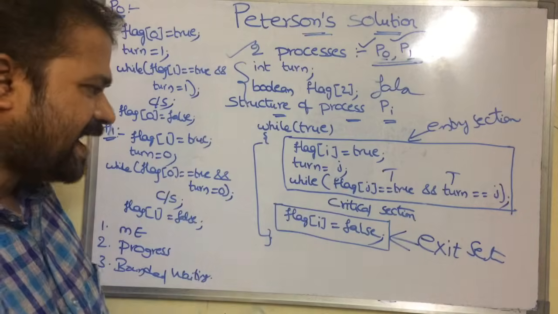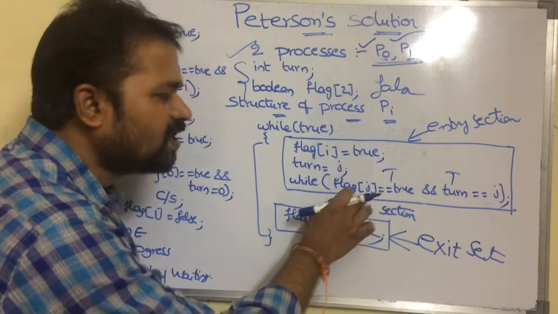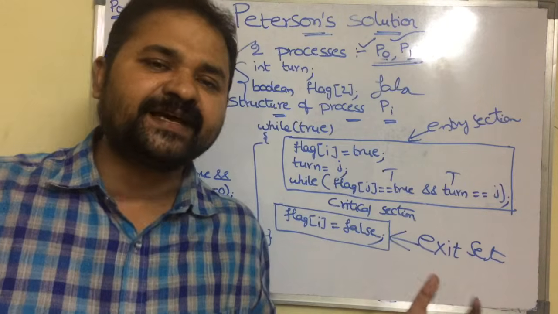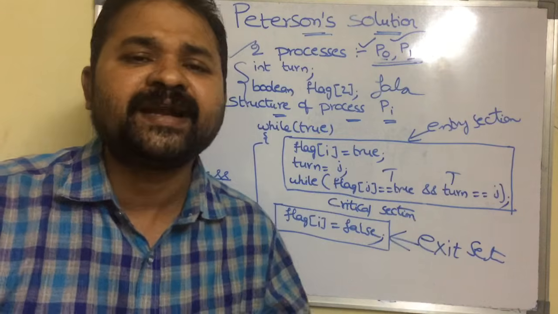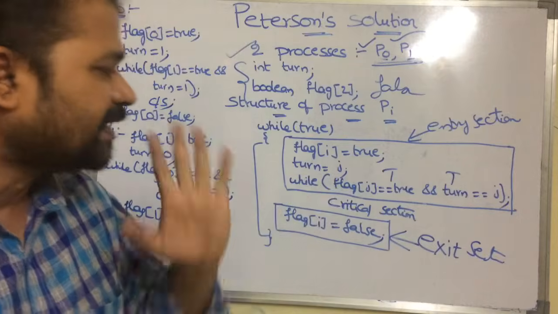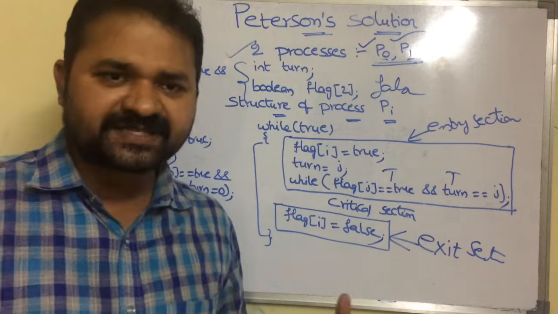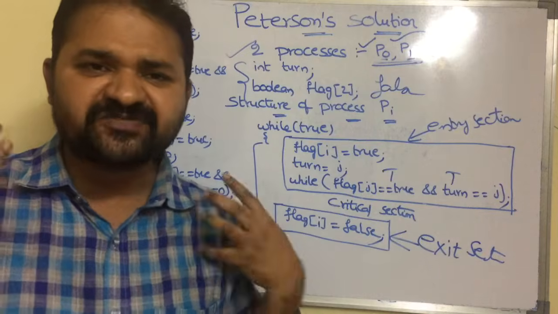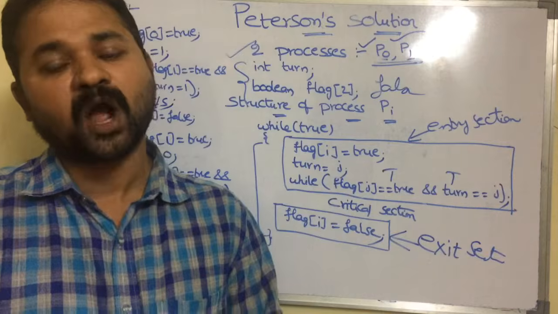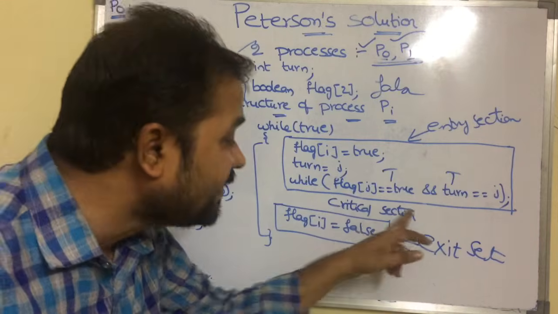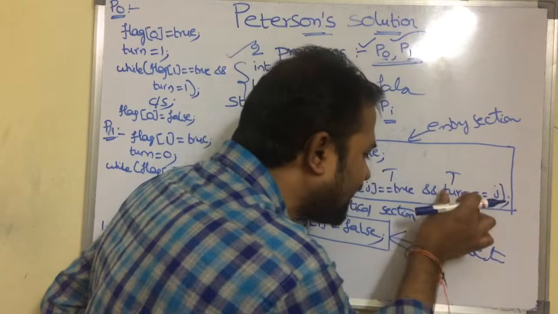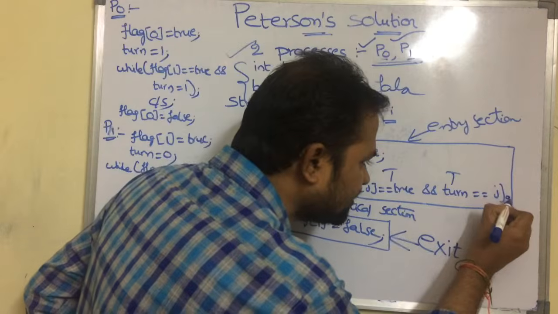So let's check about the conditions. What is the first condition? Flag of j is equal to true. So it specifies that the process Pj is also interested to enter into the critical section. As well as if turn is equal to j, then that means if both the conditions are true, it specifies that Pj is interested to enter into the critical section or Pj is already in the critical section. So Pi process has to wait in this condition, in this while loop. So that's why we use this semicolon.